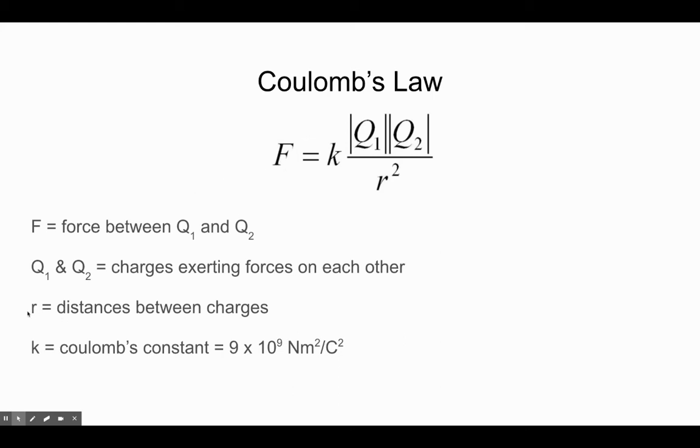r is the distance between the charges. And then k is Coulomb's constant, which is 9 times 10 to the 9th newtons times meters squared per coulomb squared. So here we know forces in newtons, distances in meters. Now this is a new unit, this capital C, that's our coulomb. And that means that charge is in coulombs.